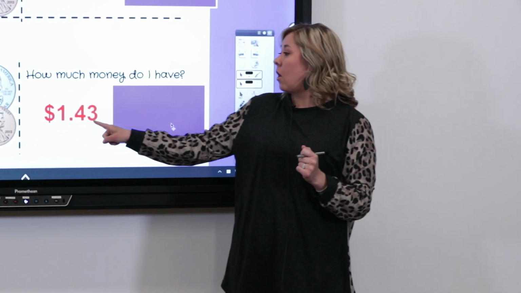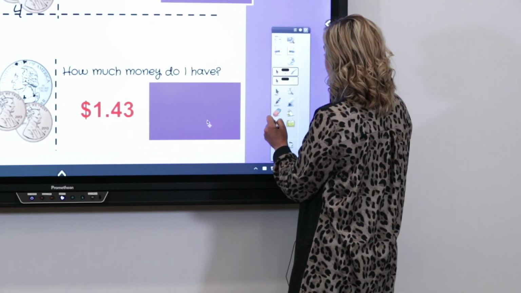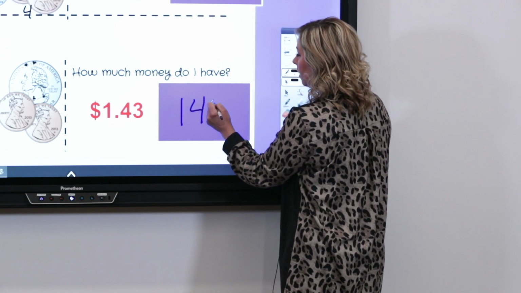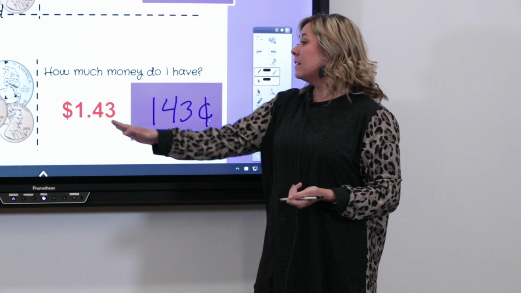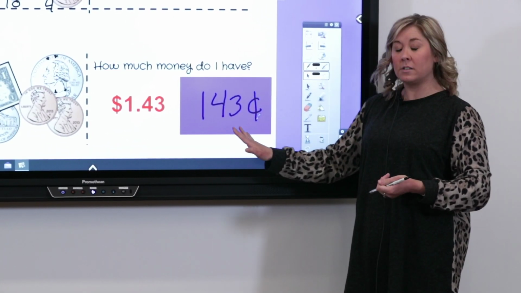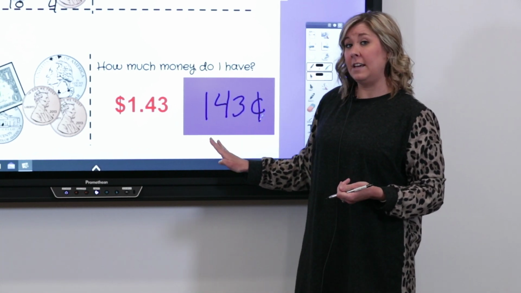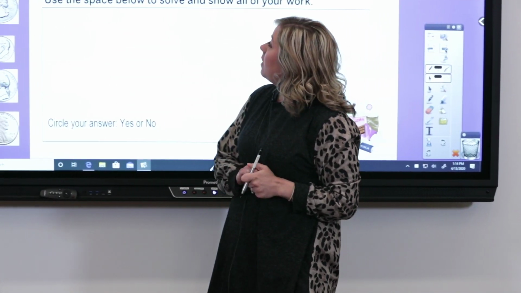And since there is a dollar with this, I could change this all to cents and just write 143 cents. I could show it that way. This is obviously not the way you would see it most of the time, but it could do you good to know that this is the same as this if you were to ever see it. Let's move on to the next one.